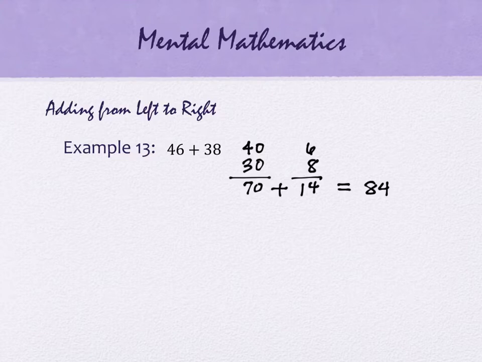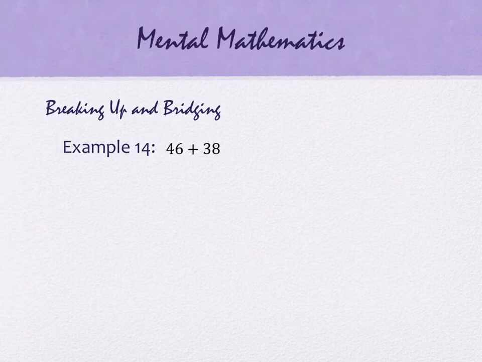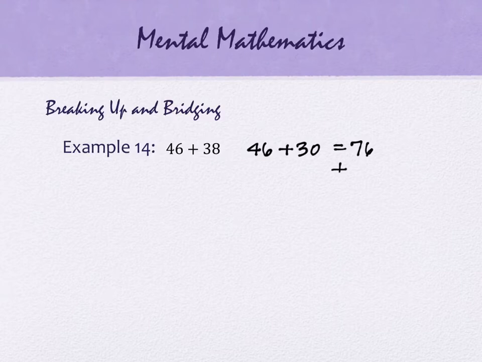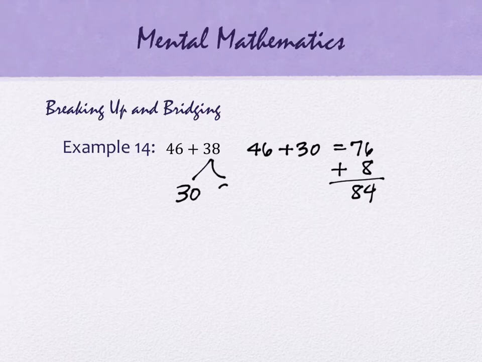Column addition is what it's also called in the other bigger versions that we had. Breaking up and bridging is the one I just inadvertently told you. You start with the whole value of the first piece, 46, but you only add one of the place values, the biggest one, 30. So you have 76. And then you add the remaining one's digit to that, 76 and 8 would be 84. So that's breaking up and bridging. So what you're really doing is you're breaking the 38 up into 30 and 8.